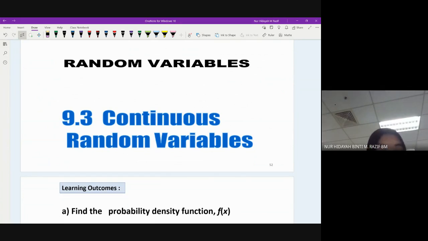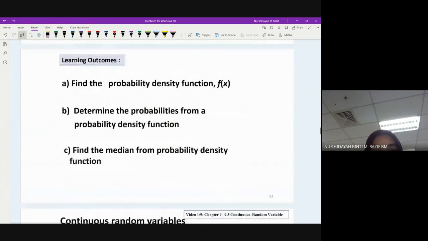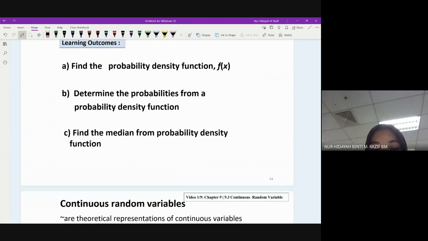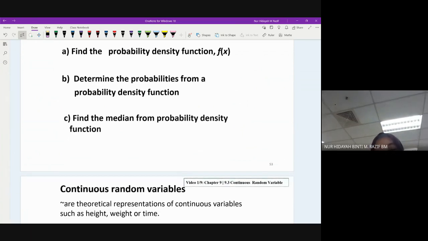So apa itu continuous random variable? What are the learning objectives? So these are the learning outcomes that you need to achieve at the end of the lesson. So first you need to be able to find the probability density function denoted by small fx. And then B, you need to be able to determine the probabilities from a probability density function. And C, you need to be able to find the median from the probability density function.